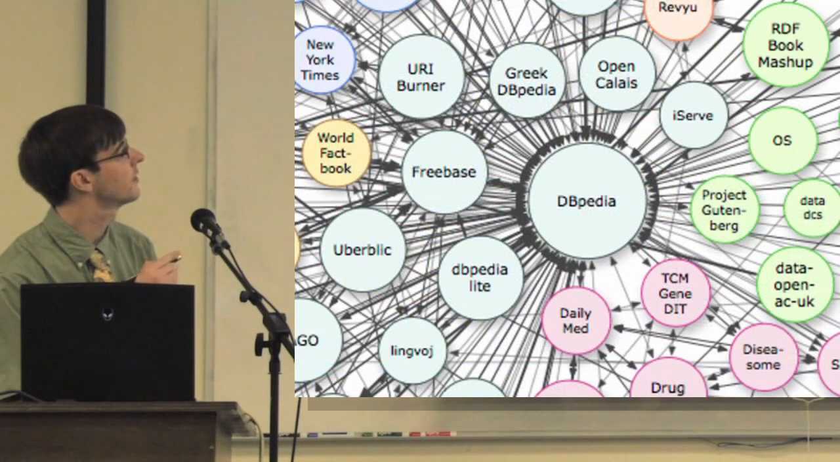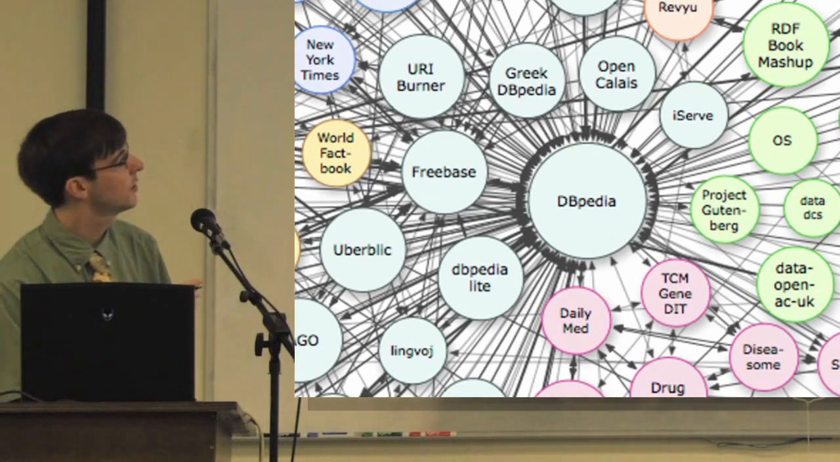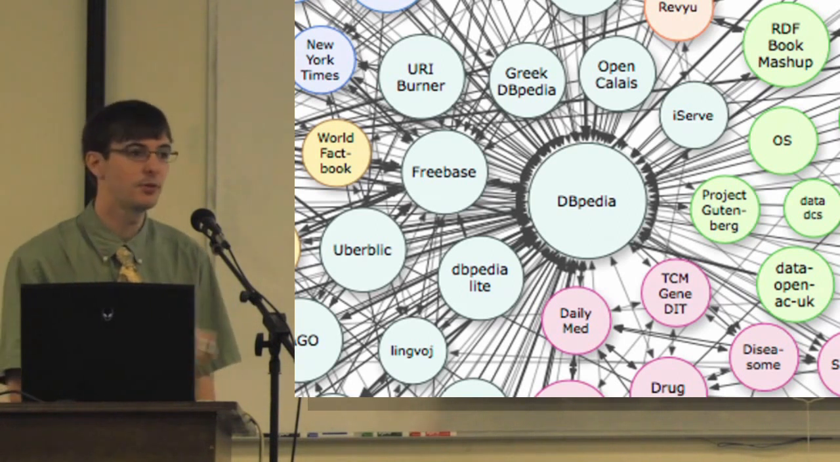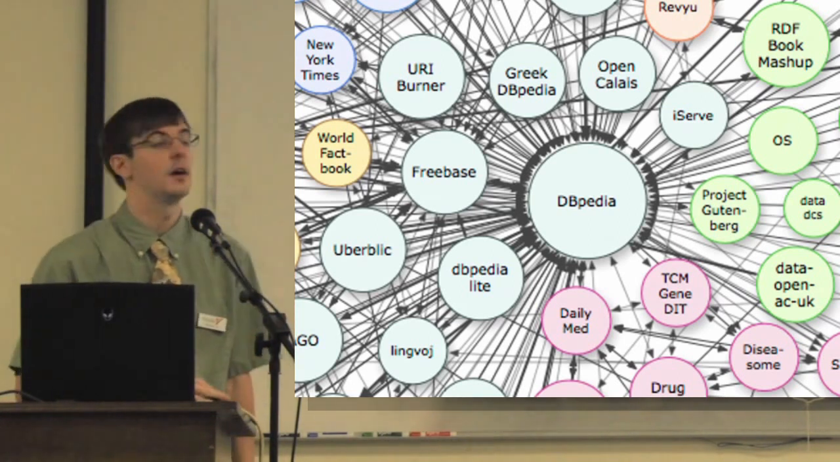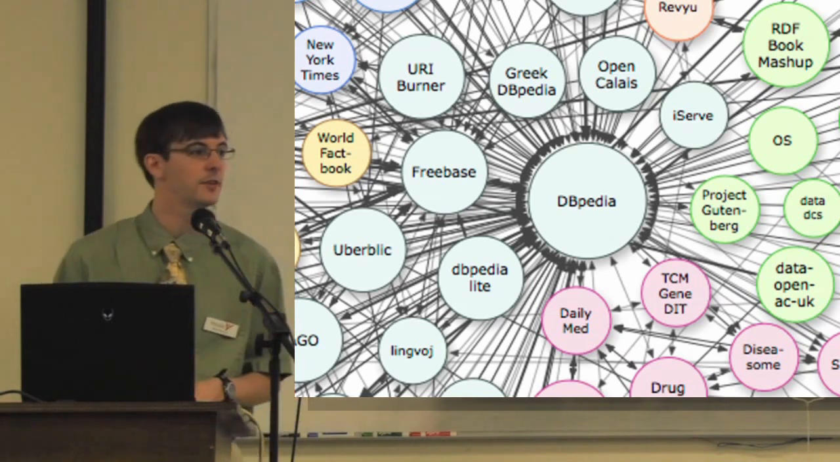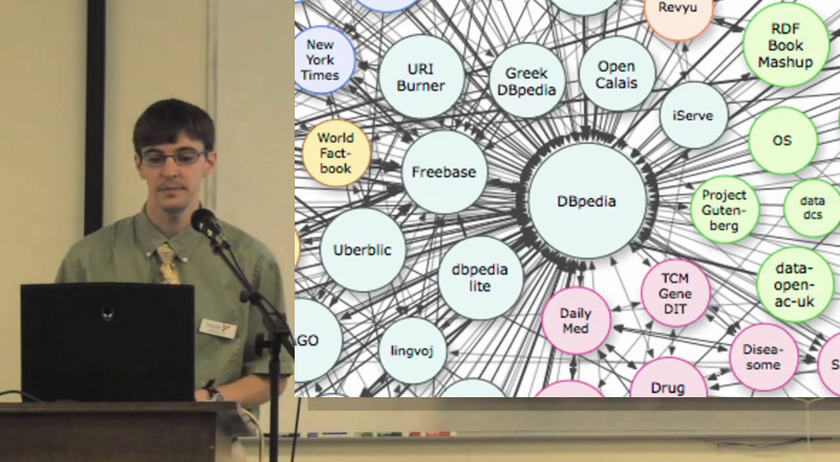Freebase is also a very large database. Lingvaj is a lexicon. Project Gutenberg is one that you're probably familiar with. A lot of free books out there, so you can actually point to this specific book. And World Factbook has a lot of information about countries and populations and politics, things like that.